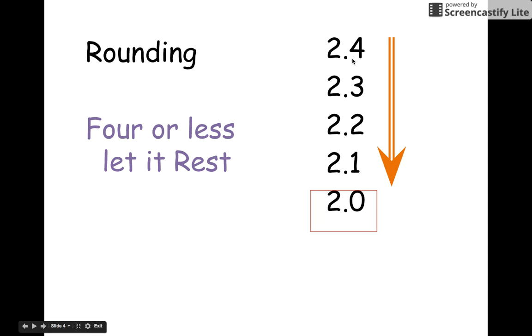If it's 4 or less, you just let it rest and make it go down to the number that it's already there. So 2.1 goes back to 2, 2.2 goes back to 2, 2.3 goes back to 2, and 2.4 goes back to 2. So if it's 4 or lower, you round it down.